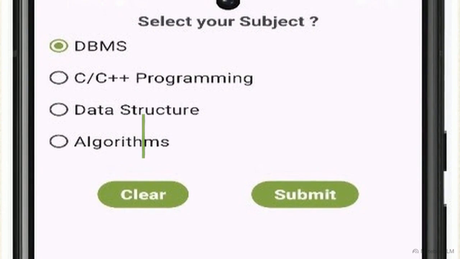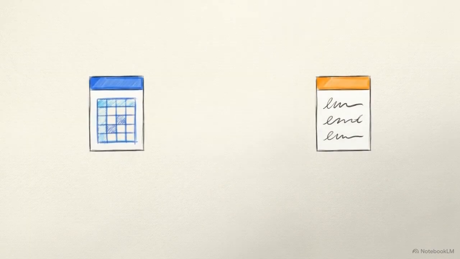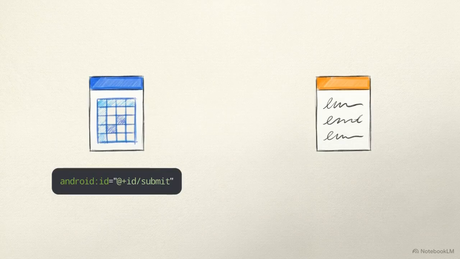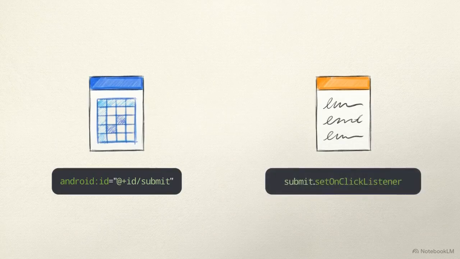The application is now complete. By mapping a visual ID in XML to an event listener in Java, you've executed the standard workflow for processing user input on an Android screen.